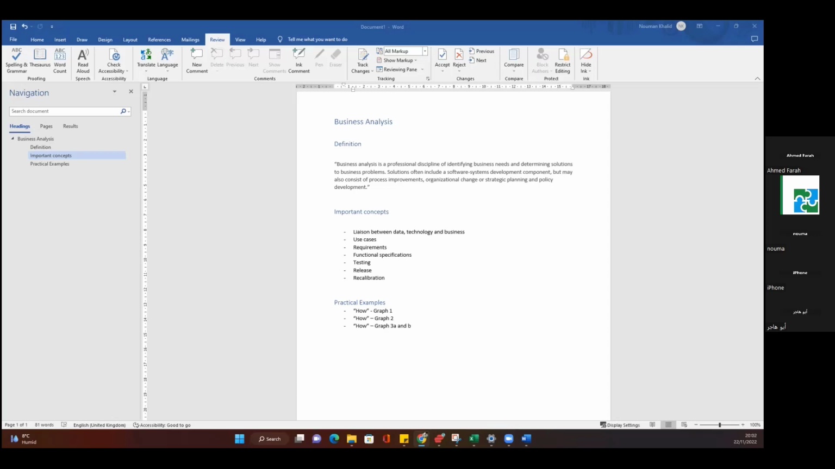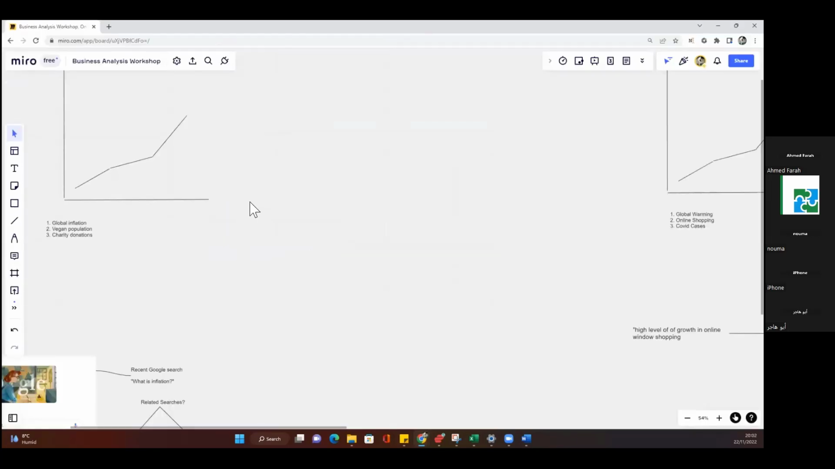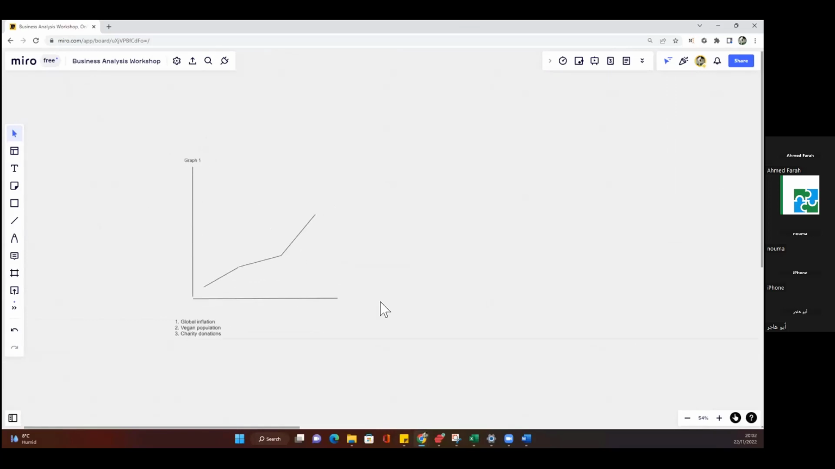Okay, so I'm going to go through some practical examples. Hopefully you guys can still see the screen. Do you see a graph on the screen? Yeah. Okay, excellent.